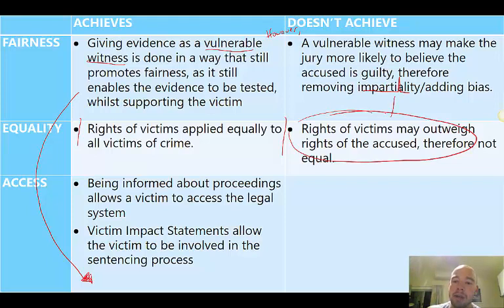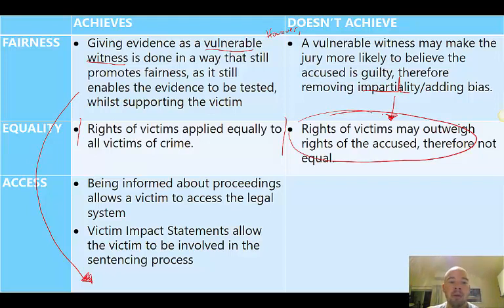This one here, which we just talked about, the fact that it could create bias if you're giving evidence as a vulnerable witness, is an example of that. Because therefore, the accused person is no longer receiving a fair trial. So in that sense, the rights of the victims are here and the rights of the accused person are here, not equal.